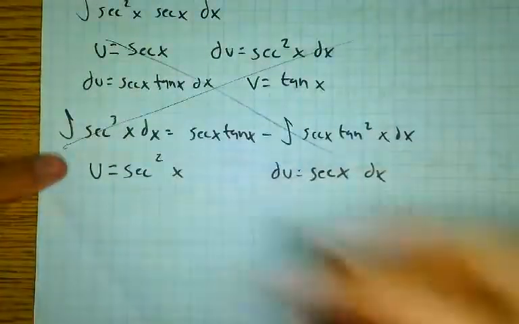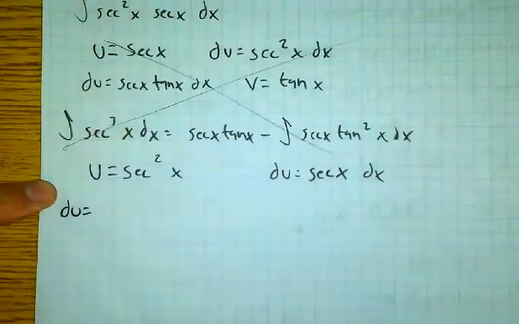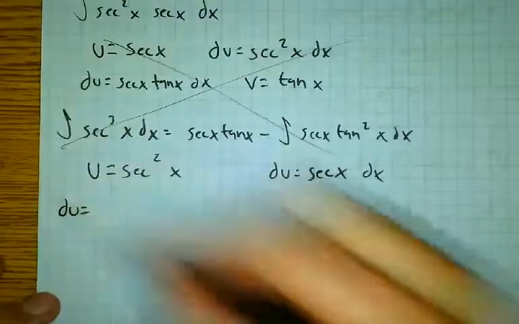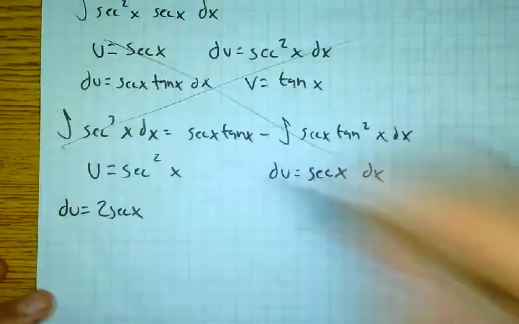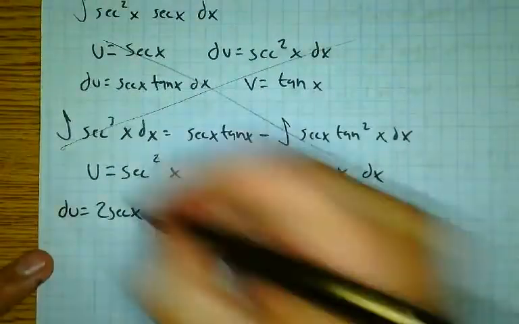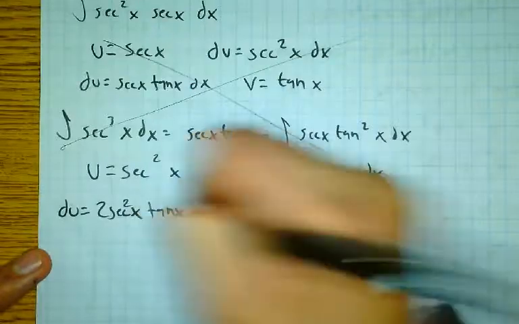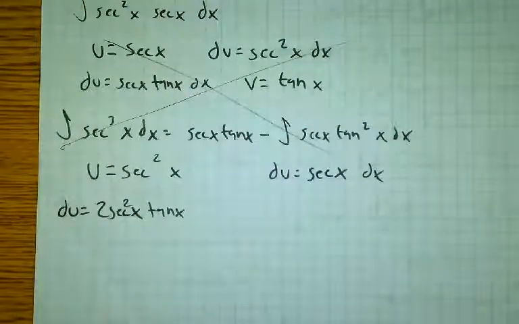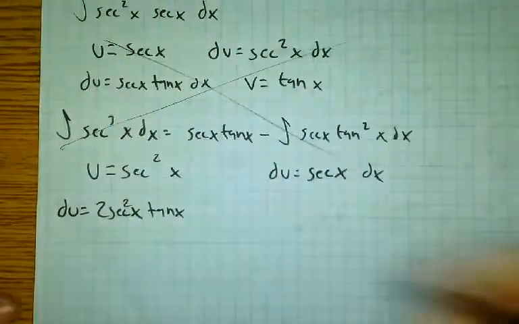So then, what would the derivative of u be? Well, this is a chain rule. It would be 2 secant of x times the derivative of secant, which is tangent, so that would be 2 secant squared x tangent x. And then what is this? What is v?